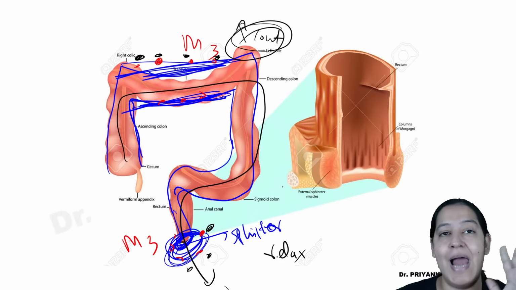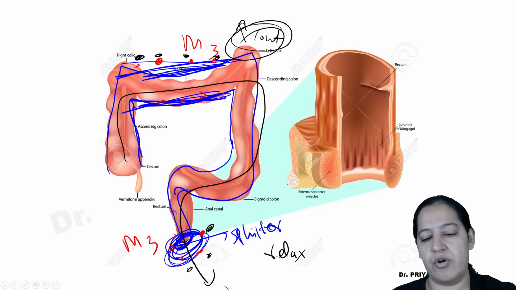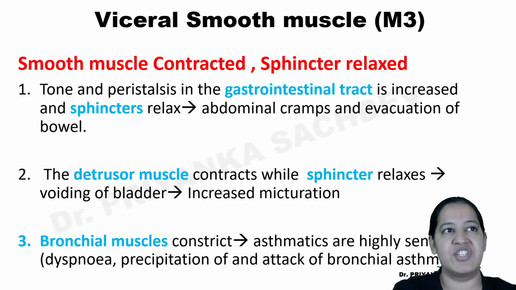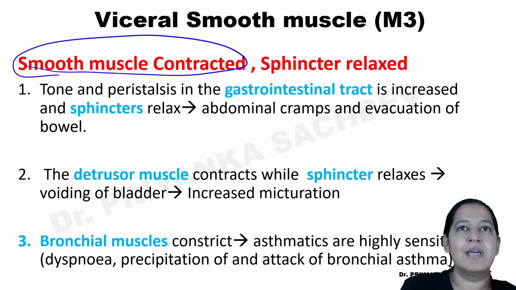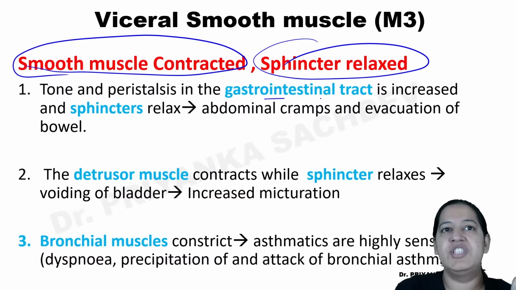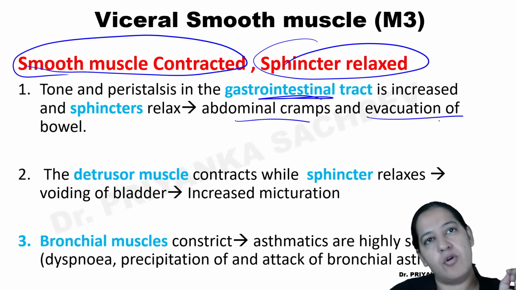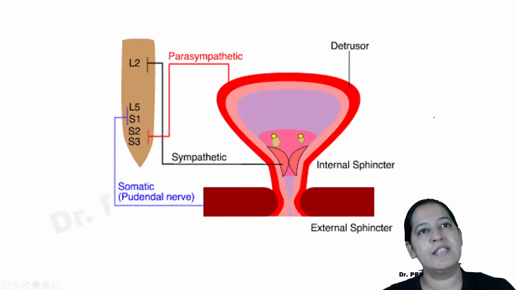So these drugs are useful for constipation. Have you got it? So that is the muscle contraction. Smooth muscle contraction and sphincter relaxation in GIT. So in abdominal cramps, in evacuation of the bowel, in constipation, these drugs are useful. That is about the GIT.